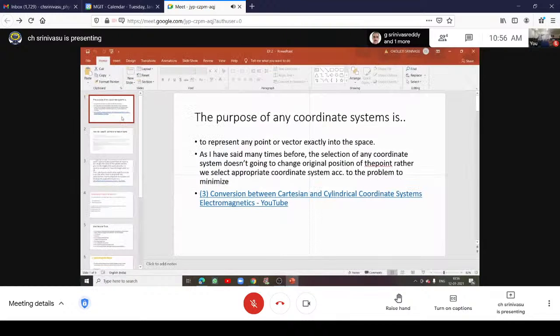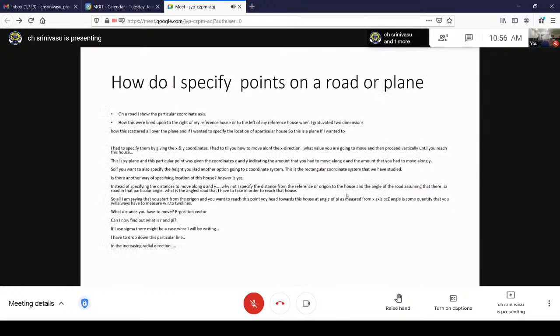The purpose of any coordinate system is to represent any point or vector exactly in space. Many times, the selection of a coordinate system doesn't change the original position of the point. Rather, we select an appropriate coordinate system according to the problem. So near the road, I show a flat coordinate axis, where I can go to the right of my reference house or to the left of my reference house, when I work in two dimensions.